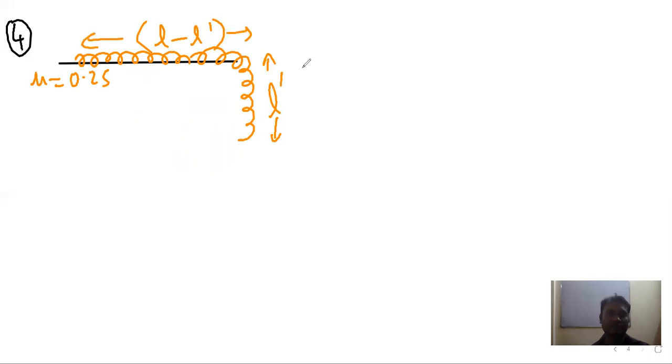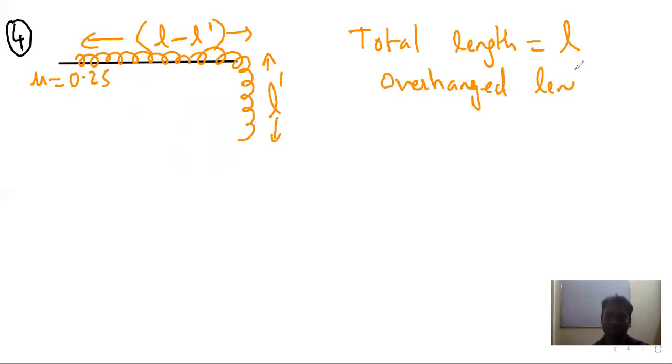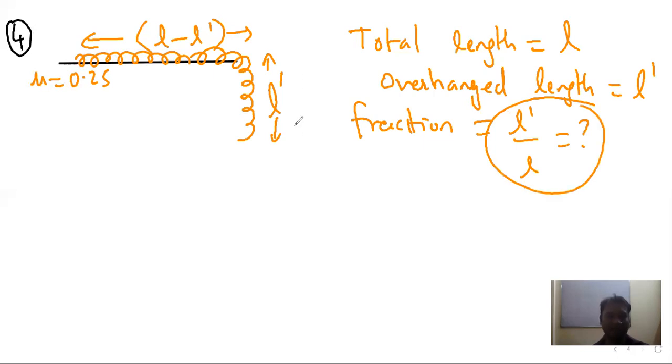So total length of the chain, I'm assuming L. Overhang length, let us say it is L dash. So the fraction, what are we able to find? Maximum fraction of length that can overhang. This is L dash upon L. We need to find this value. L dash is the length overhanging upon total length L.